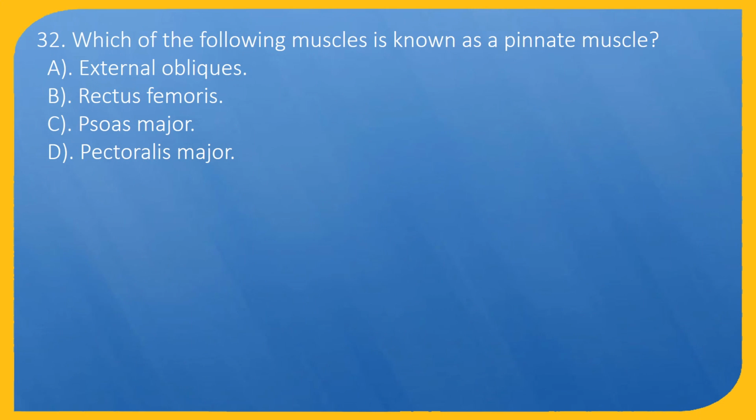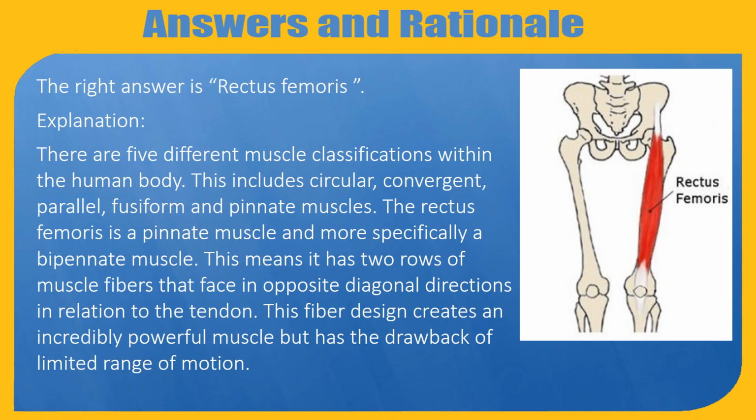Question 32. Which of the following muscles is known as a pinnate muscle? A. External obliques. B. Rectus femoris. C. Psoas major. D. Pectoralis major. The right answer is rectus femoris.